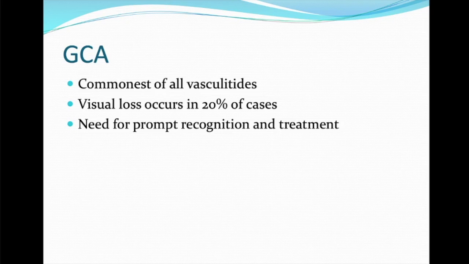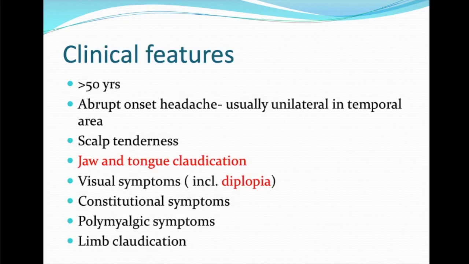So the typical clinical feature is that GCA presents usually in patients of more than 50 years of age, and they tend to develop an abrupt onset headache, usually unilateral in the temporal area with scalp tenderness, and they can also have jaw and tongue claudication. Now, it's very important to know how to elicit jaw claudication in the history. I find it useful to ask open questions, so things like, tell me about how you feel when you chew your food.